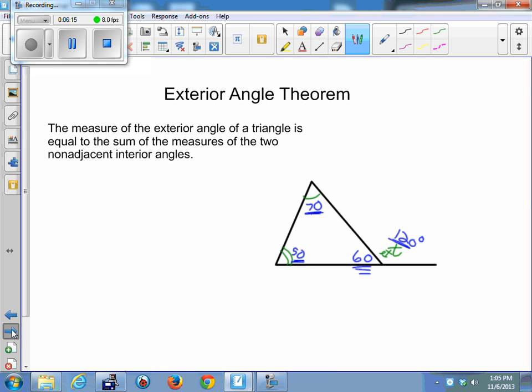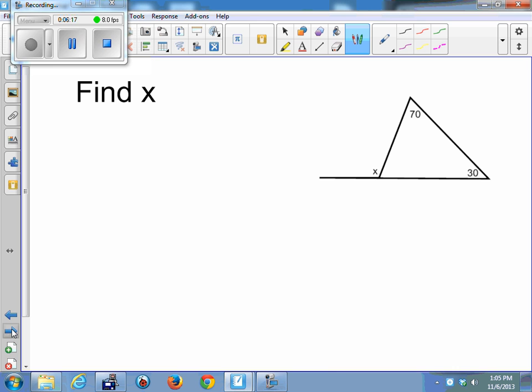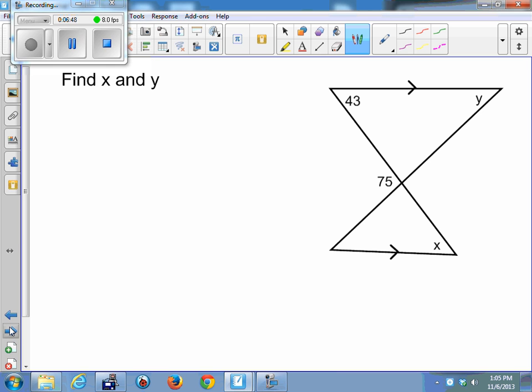So let's do a problem. All right, we're finding x. In this case, we can do it a couple of different ways, but we know this is 70, this is 30, so x equals 70 plus 30, which is 100 degrees. All right? You could have done all the angles add up to 180, so we have 100. That way this one is 80, and then it's a linear pair, so it would have to be 100. That's pretty basic just to help you guys see, but here's one more difficult problem.